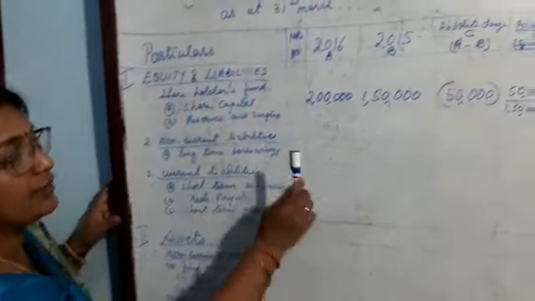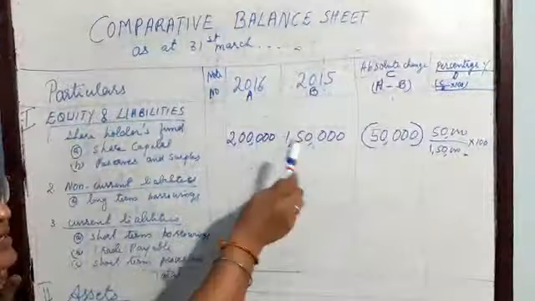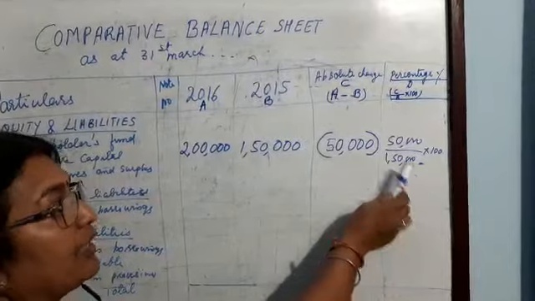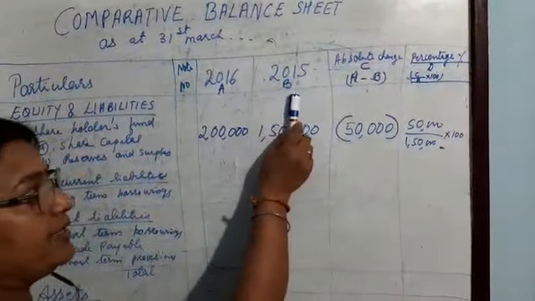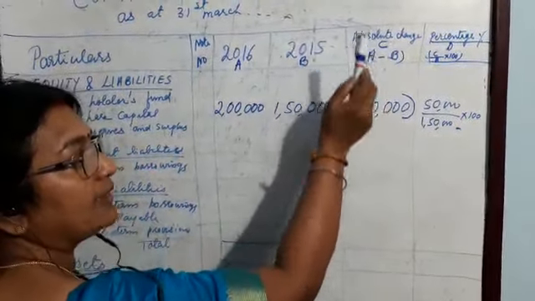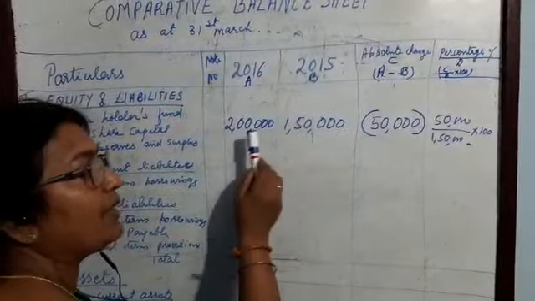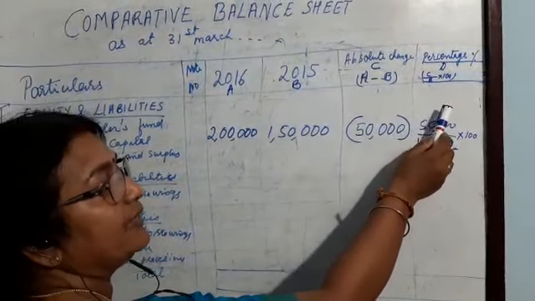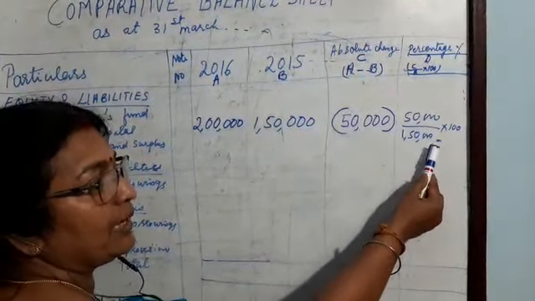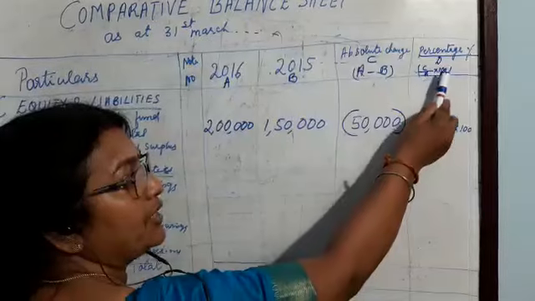Then you should solve the questions if the current year and previous year are given. Always write current year in the first column and previous year in the second column. The third and fourth columns we should solve. I put them as A, B, C and D; C and D we should solve. C is A minus B, current year minus previous year. The fourth column D is the percentage, how much is the increase or decrease. That is C divided by B into 100.